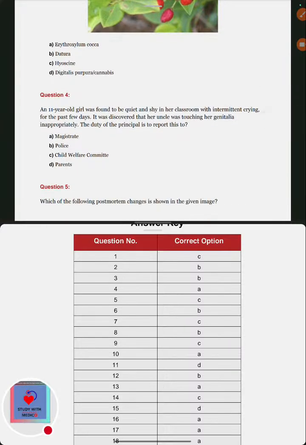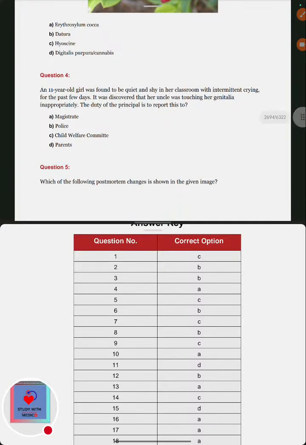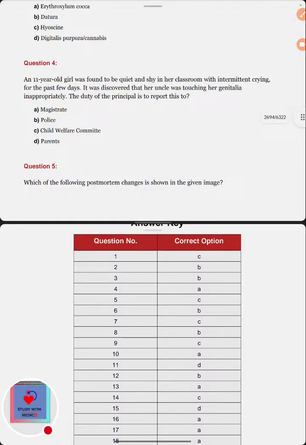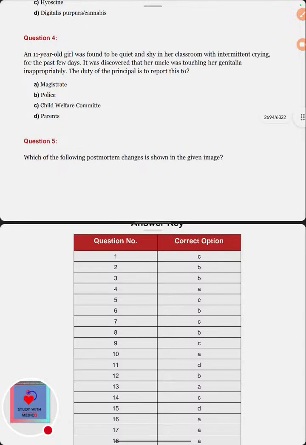An 11-year-old girl was found to be quiet and shy in her classroom with intermittent crying for the past 2 days. Her uncle was touching her genitally, and it was realized that the duty of the principal is to report this to the magistrate.